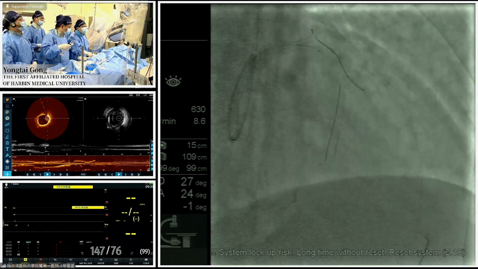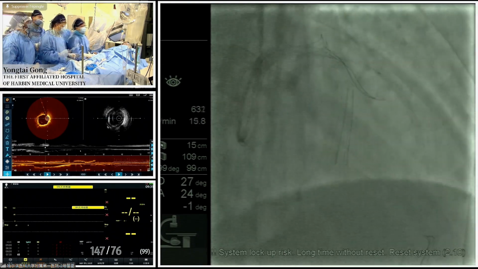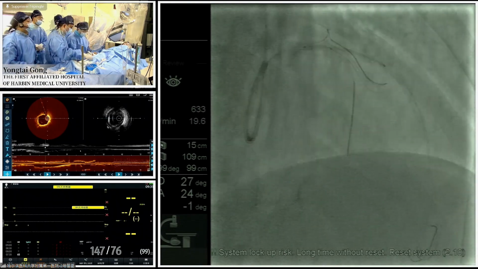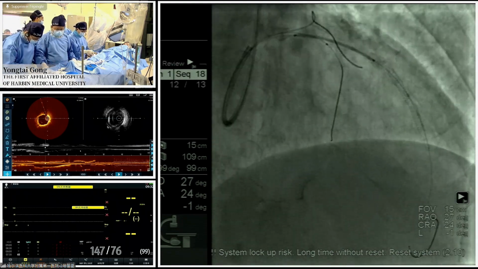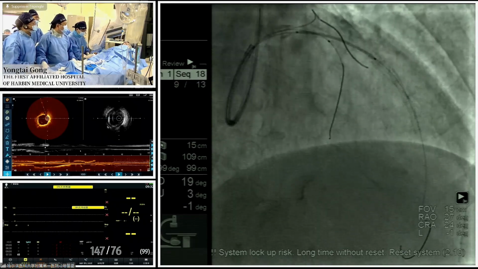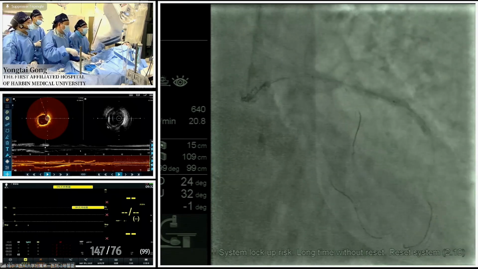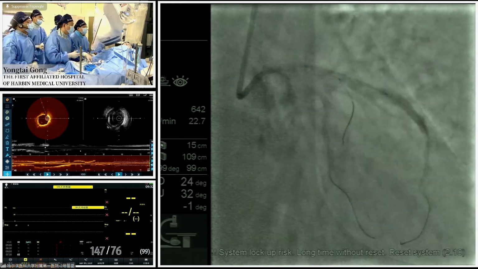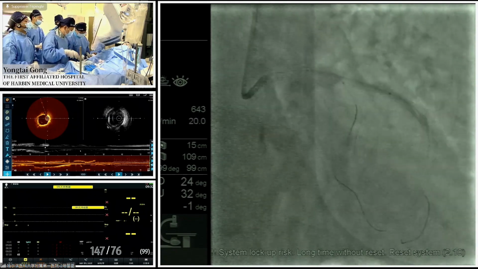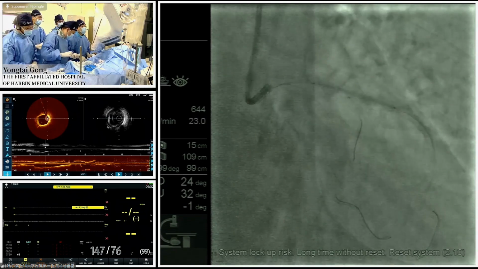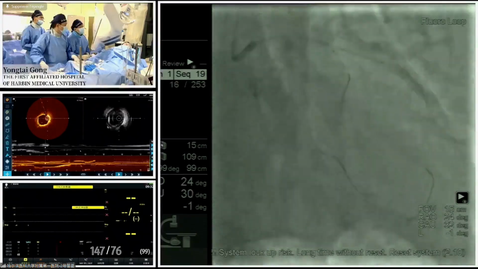According to the Medina classification, this patient is a Medina 0,1,1 subtype. The FFR value of the LCX is 0.95, and another reason is the IVUS image. We also see the ostium area of the LCX and the plaque burden both tell us that just a jailed balloon technique is enough to protect it.